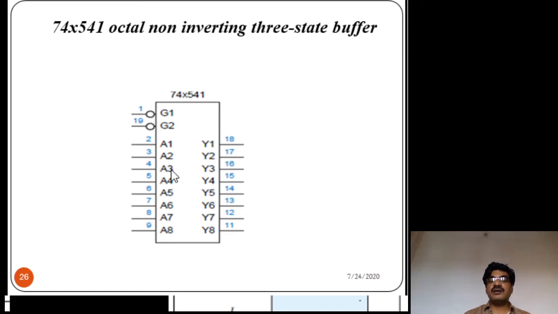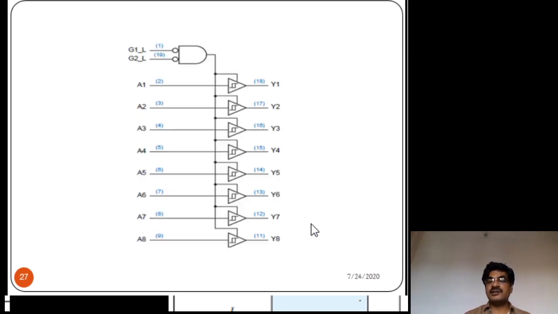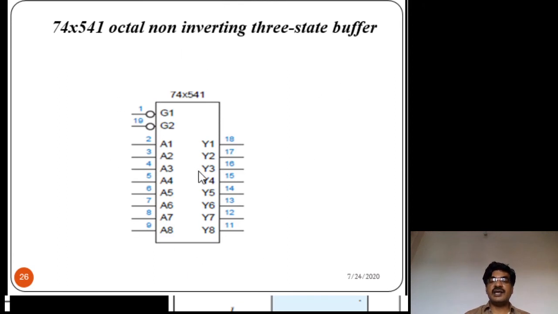Okay, with active high enable, right? With the active high enable. And what does octal mean? This particular IC has 8 such buffers, 8 such non-inverting tri-state buffers. So A1, A2, A3, A4, A5, A6, A7, A8 are the 8 inputs to the 8 buffers, and Y1, Y2 up to Y8 are the 8 outputs from those buffers, whereas G1 and G2 act as enable inputs. G1 and G2 are both active low and act as enable inputs.